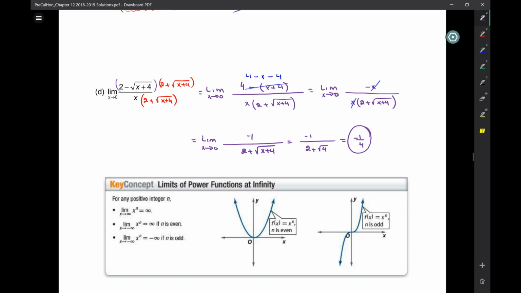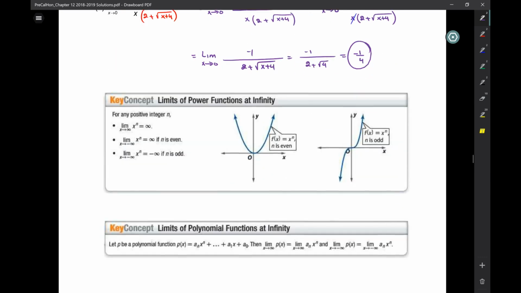Okay, so let's talk about limits at infinity. All right? Okay, look at these two functions here. The one on the left is an even function, right? Because they point in the same direction. Here, it's an odd function. One points up, one points down, okay? So when you have an even function, as x approaches infinity for this one, this goes to positive infinity. At negative infinity, this goes to positive infinity.